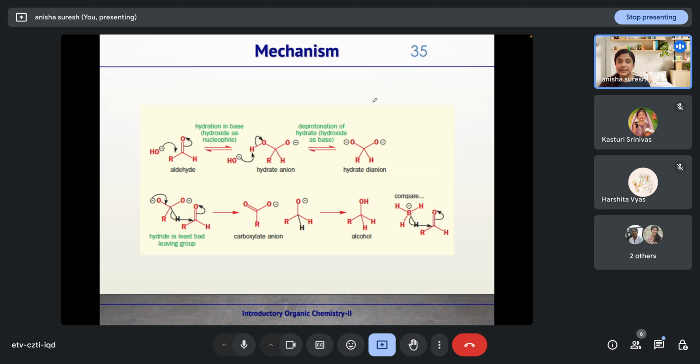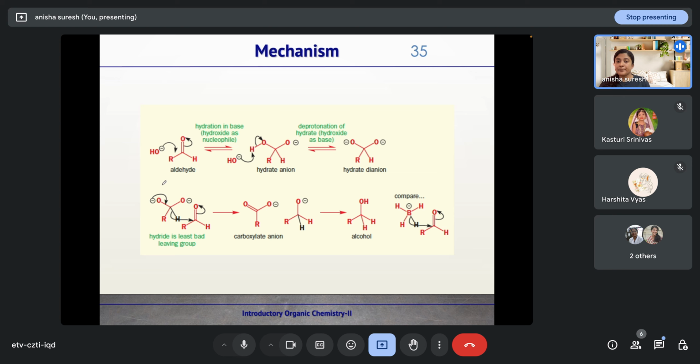So this is the mechanism for the Cannizzaro reaction. We have a non-enolizable aldehyde, so here the base cannot abstract any proton. So the base will undergo a nucleophilic addition leading to formation of this tetrahedral intermediate or hydrate anion. Since OH minus addition is taking place, it is leading to formation of the hydrate. So we will get this hydrate anion, and upon deprotonation it can lead to formation of this dianion.